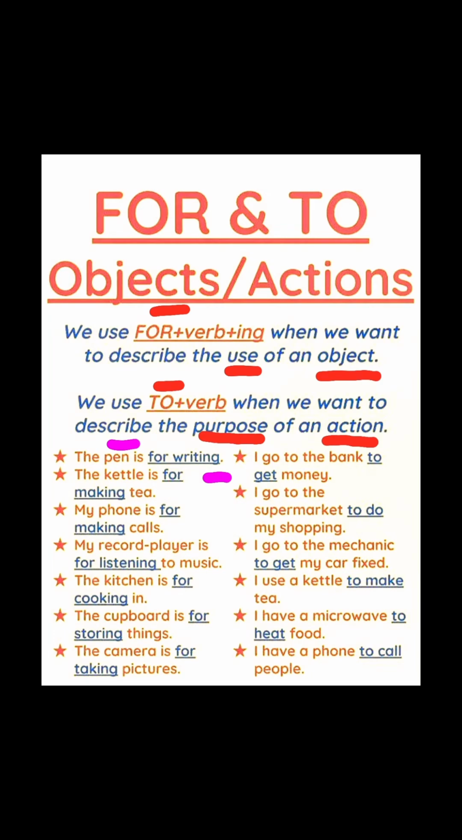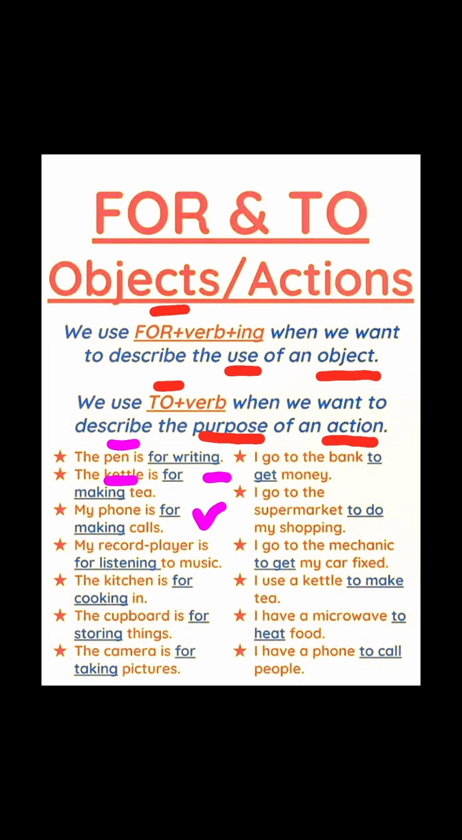Second, the kettle is for making tea. Is there any object in this sentence? Yes. What is the object? It is kettle. The kettle is for making tea. So why making? Because make becomes making, and for is used with ing forms of the verbs. Third, my phone is for making calls. Now, is it my phone is to make calls or for making calls? First, you see whether phone is an object. Yes, phone is an object. Therefore, we will use for making calls here.